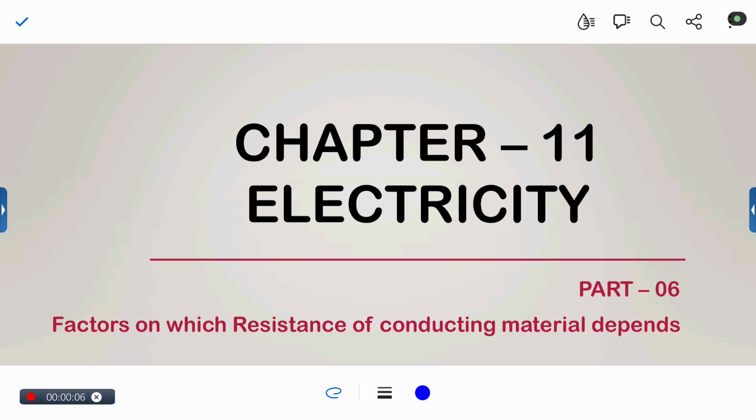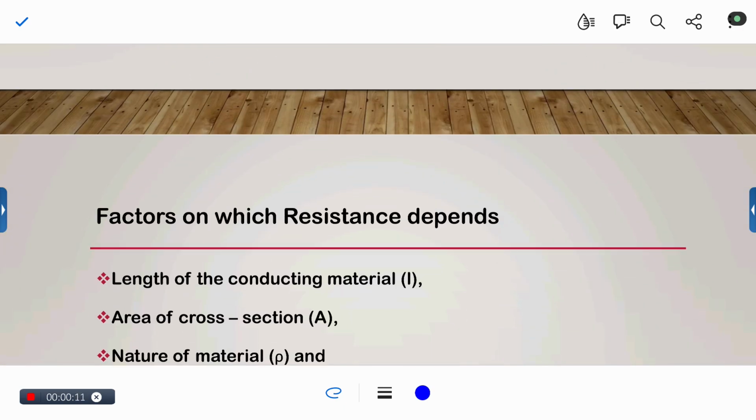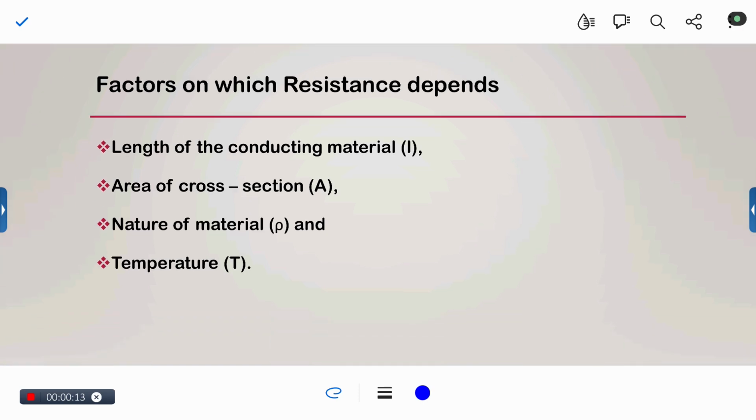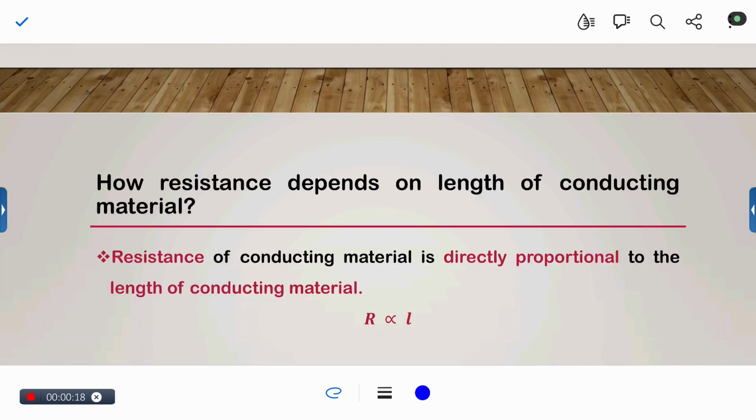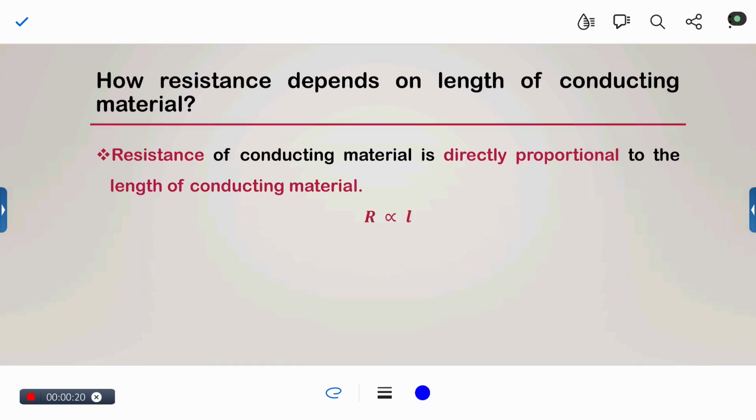Factors on which the resistance of the conducting material is going to depend. Already we learned about the factors. What are the factors again? Length, area, nature, temperature. How does it depend? Resistance is directly proportional to the length of the conducting material. That means if the length of the conducting material is high, the resistance also will be high. If the length is low, resistance will be low.